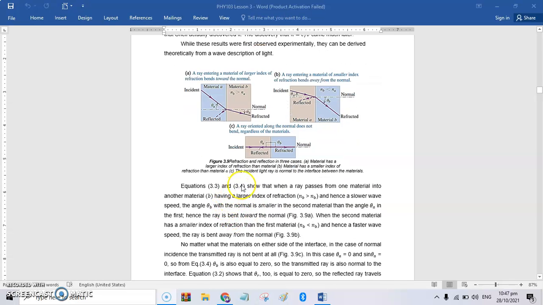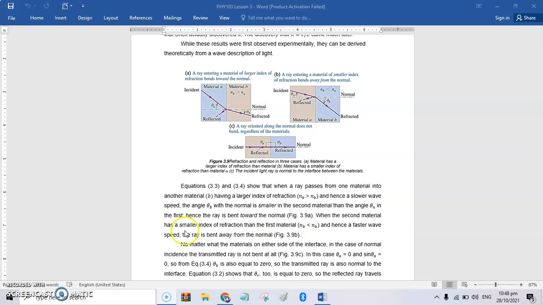Equations 3.3 and 3.4 show that when a ray passes from one material into another material having a larger index of refraction, hence a slower wave speed, the angle theta b is bent toward the normal. Bent toward the normal.